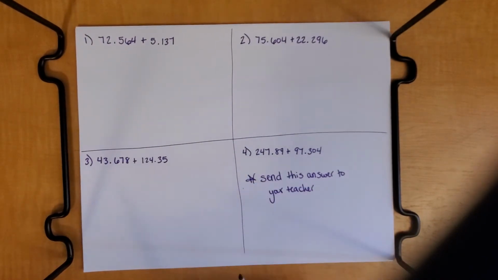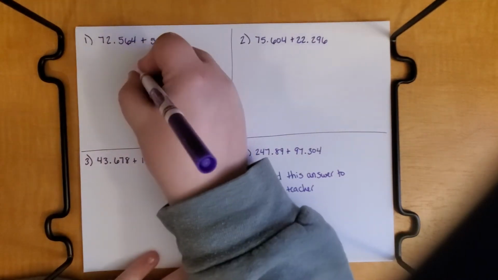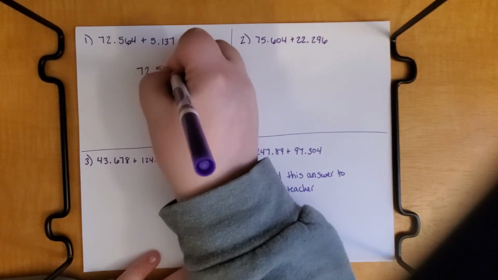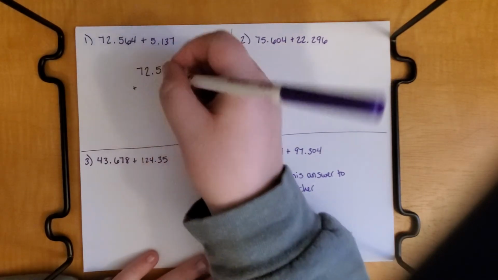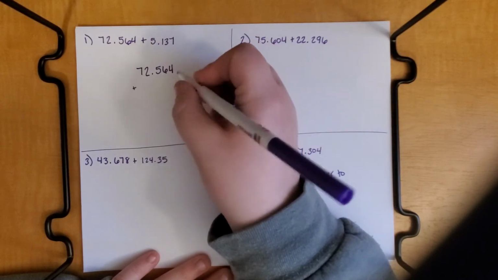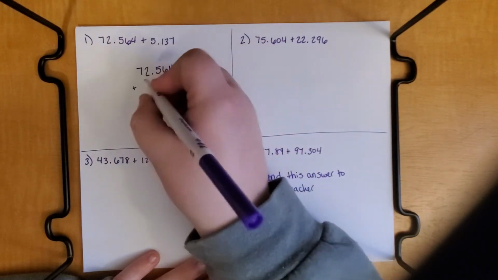Remember, the 4th one will be for your teacher. The directions today were pretty simple. It just said solve the problem. And I said to do it using a standard algorithm, so I'm going to use the traditional method for these. And the big thing here that I said earlier this week is that you can't just put your numbers down. You have to make sure that your place values are right.